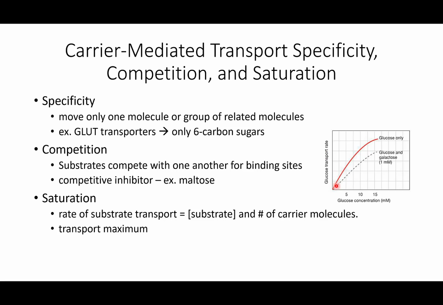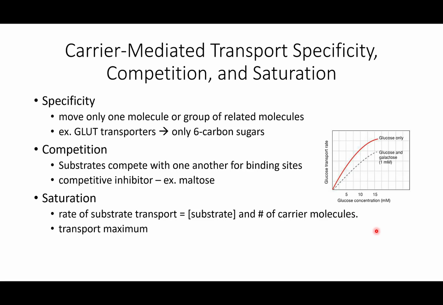The transportation rate is going to be lowered. You see that right here in this one, right? They're not using maltose here, they're using galactose. But if you have both glucose and galactose, you see our glucose transportation rate is less than if we just had glucose. And finally, we have what's known as a saturation.